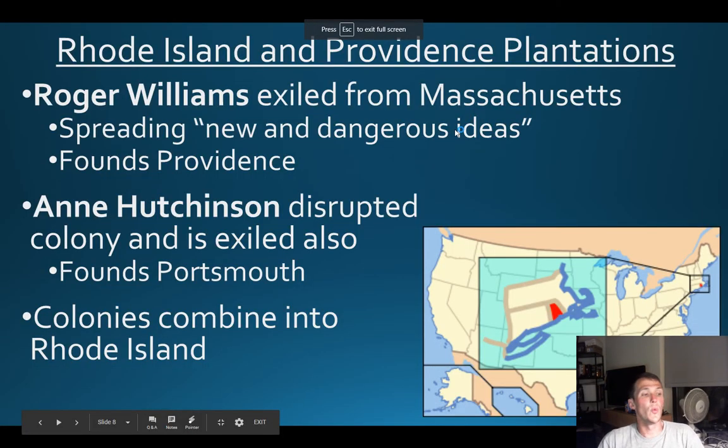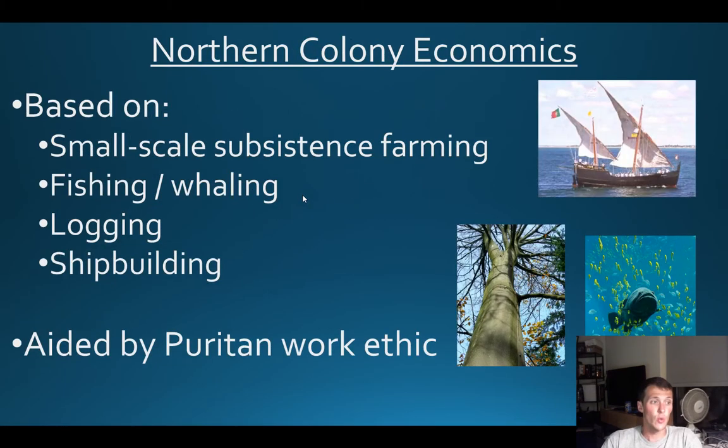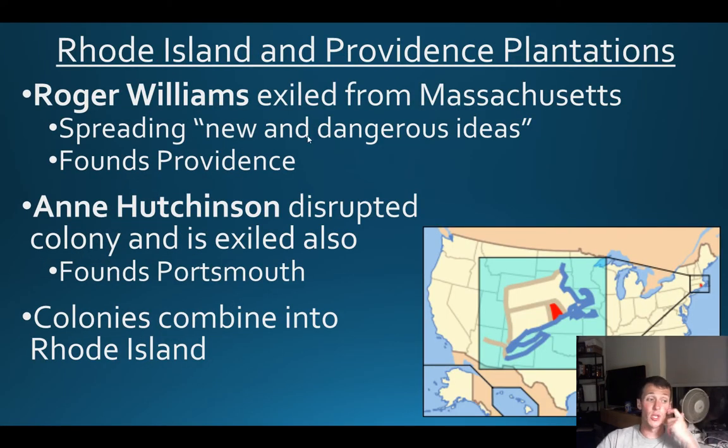So differing opinions, and as a result, they're going to essentially found Rhode Island in a little bit more of a moderate sense for the religious stuff. So know these names: Roger Williams, Anne Hutchinson. They are part of founding Rhode Island. Okay, boom, good. Moving on.